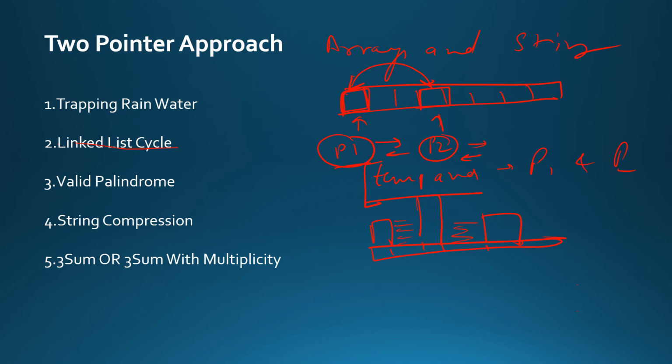Another example where the two-pointer approach is used is the valid palindrome question. Another is string compression, and another is 3Sum or 3Sum with multiplicity. So these are the examples where the two-pointer approach is used.